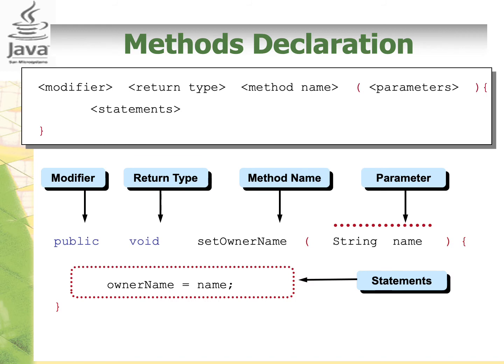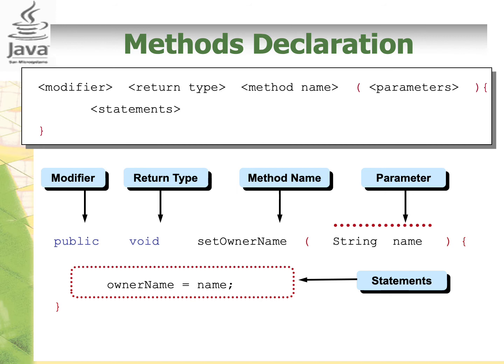Let's look at method declaration. A method declaration consists of a method header and a method body. In the header, it has the modifier, return type, method name, and the parameters. It then needs the braces, both opening and closing, and within it are the statements.